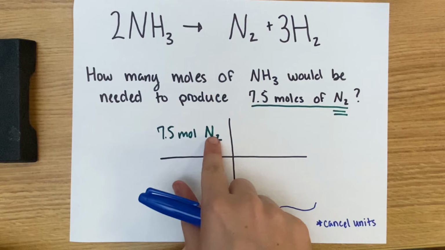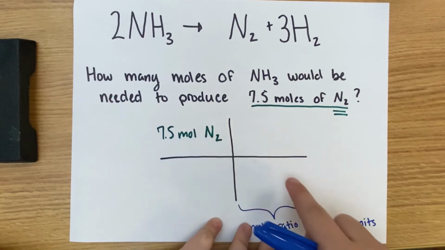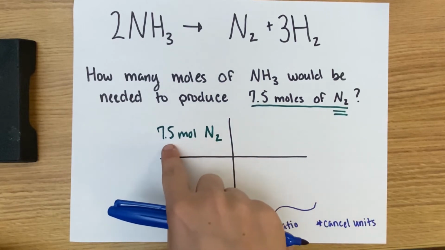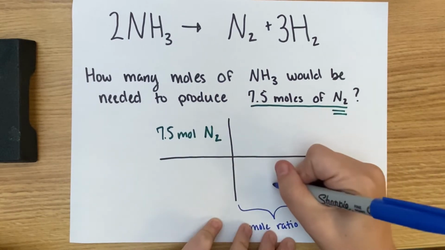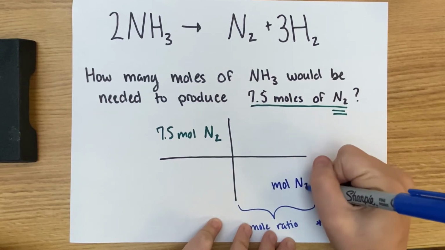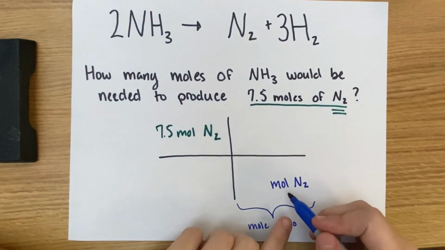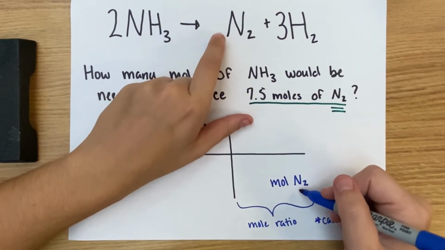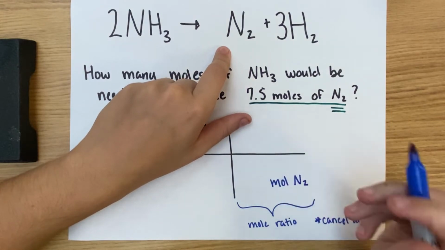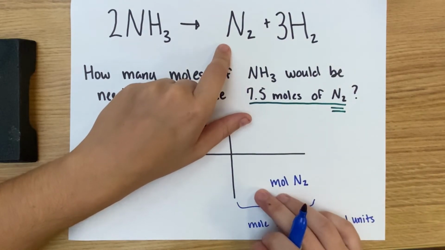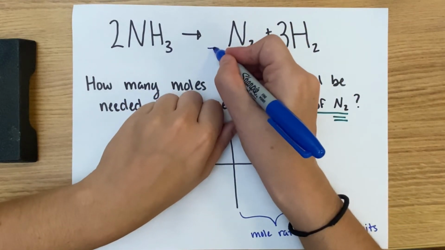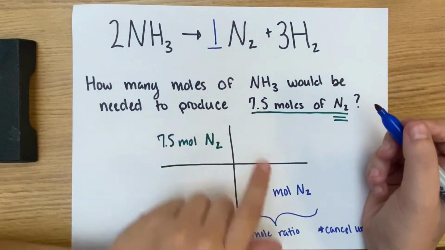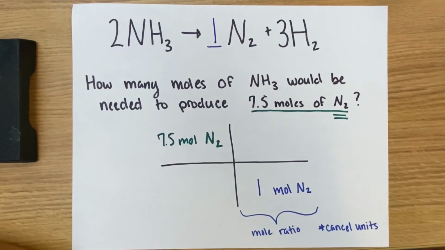So whatever substance we're starting with is the one that needs to go on the bottom. So for my mole ratio, I need to have moles of N2 on the bottom. That's when I'm going to look at my chemical reaction, find N2, and whatever coefficient I have in front is going to go in that spot on the T-chart. In this case, we don't have one, but remember that if there's no coefficient there, it's going to mean that the coefficient is 1. So on the bottom, I'm going to have 1 mole of N2.